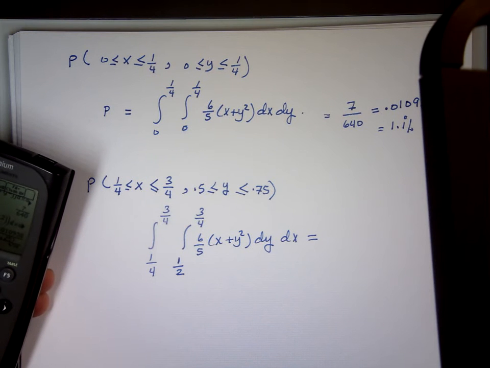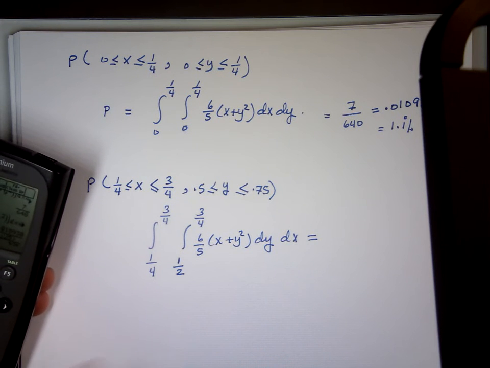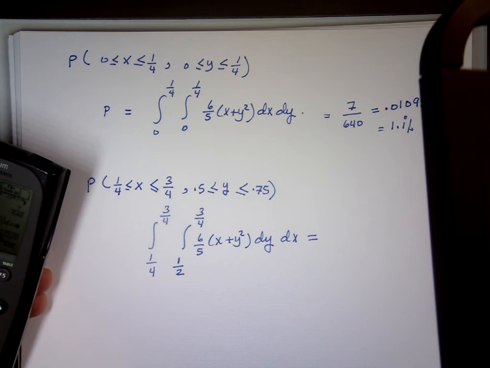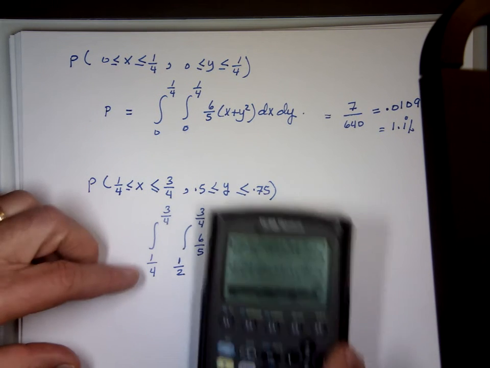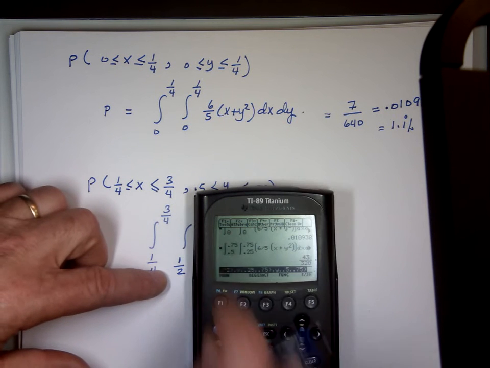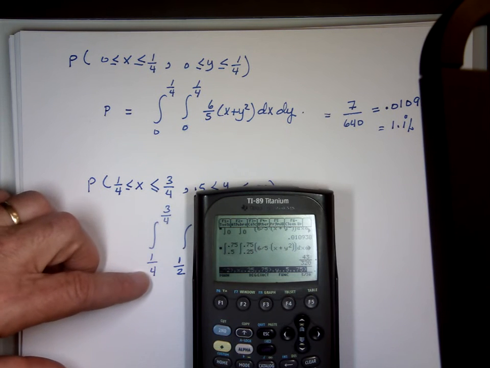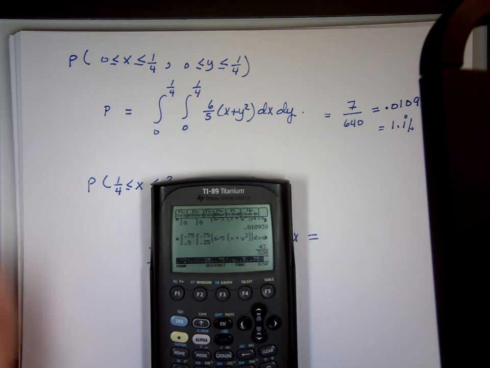Y goes from, comma, 0.5, comma, 0.75, close that. I just wrote them backward. I wrote Y first. Y goes from 1/2 to 0.75, 0.5 to 0.75. X goes from 0.25 to 0.75. And it's 43 over 320.